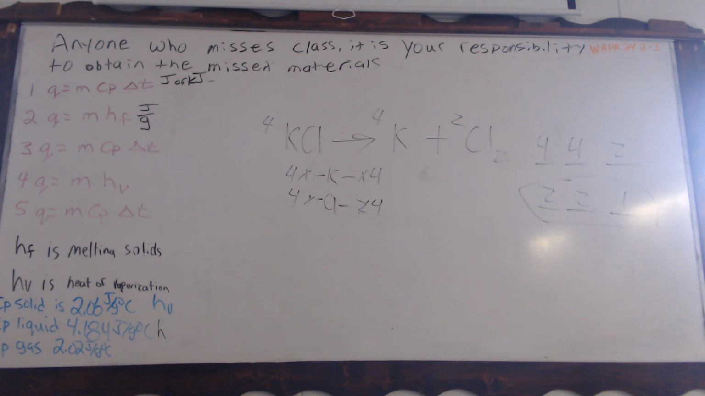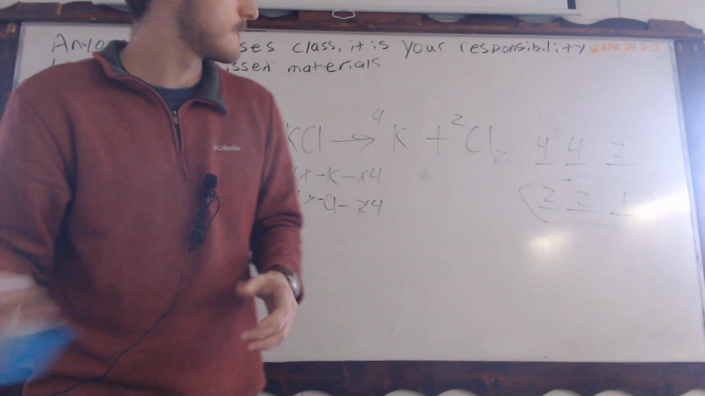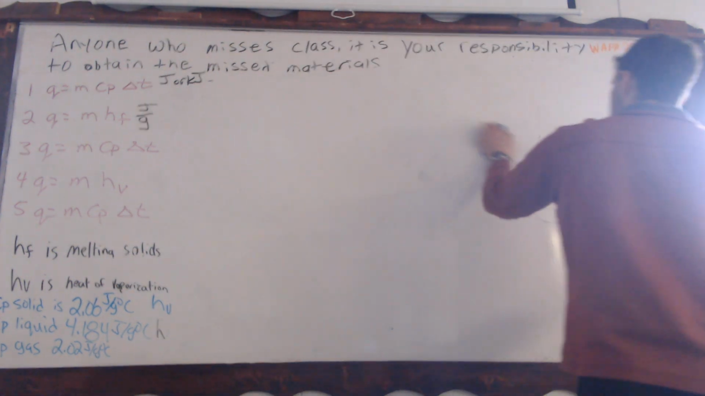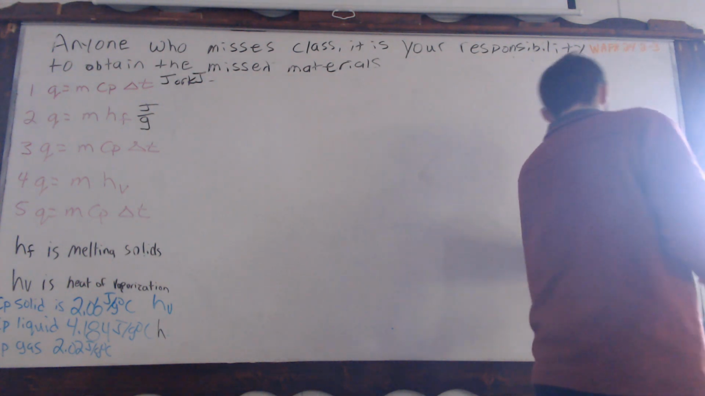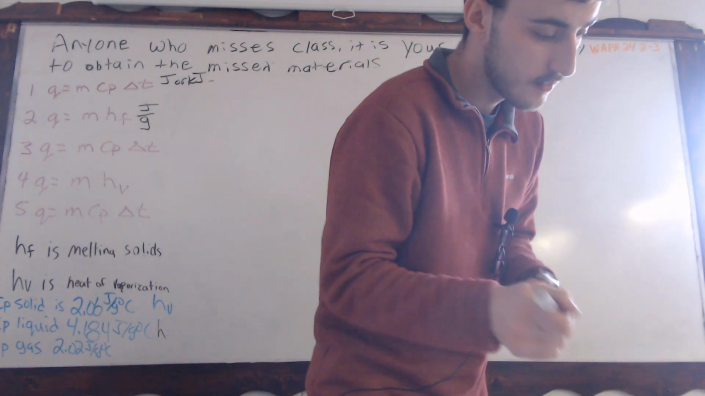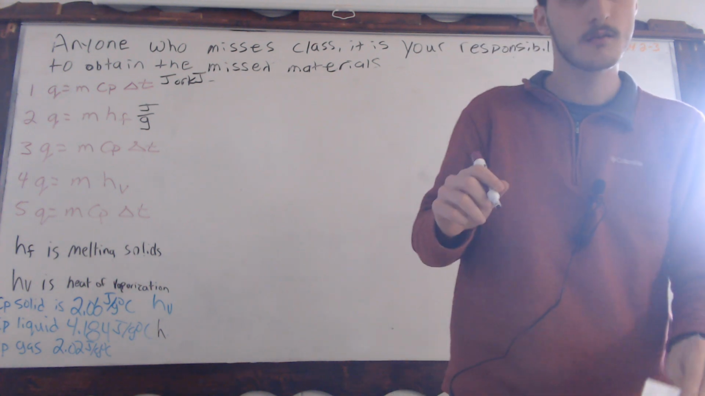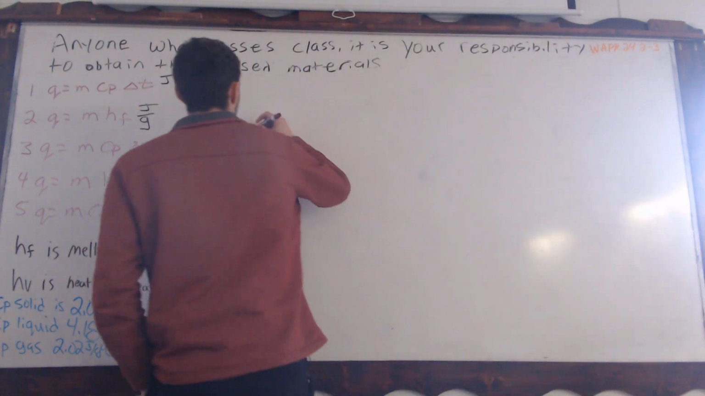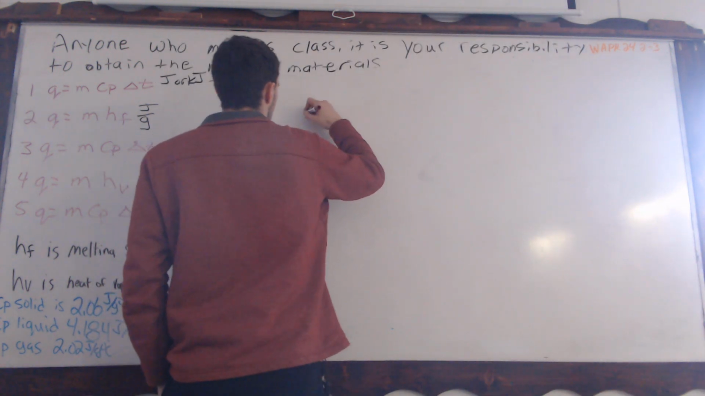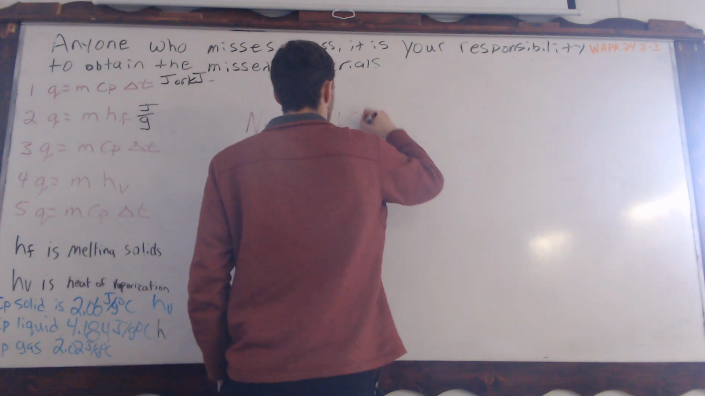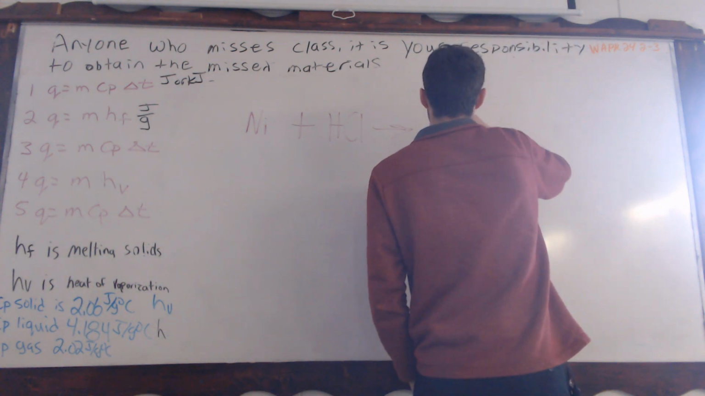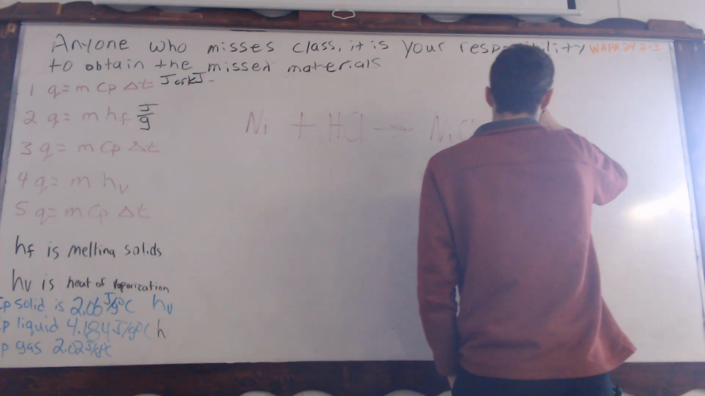Let's do another one. I don't like this marker. I saw most people got this wrong. I think maybe 2 people got it right. It is on the front page, on some people's. It's nickel plus hydrogen chloride equals nickel chloride NiCl3 plus.